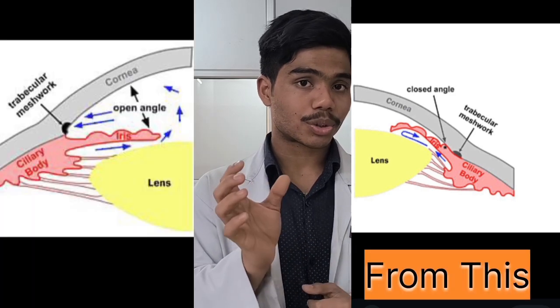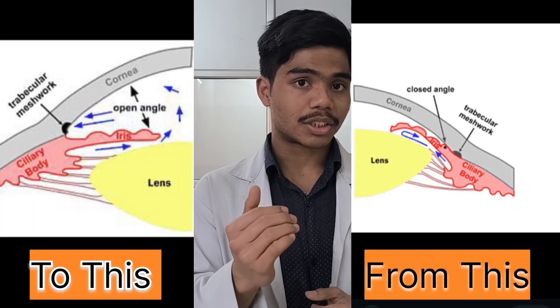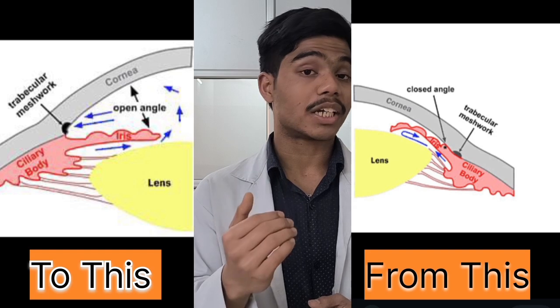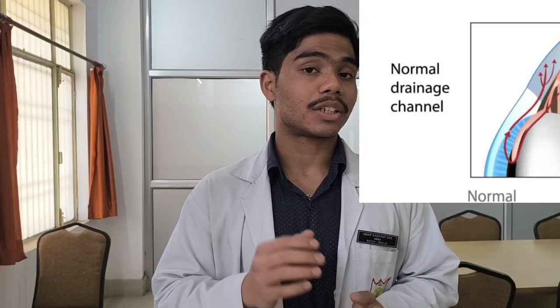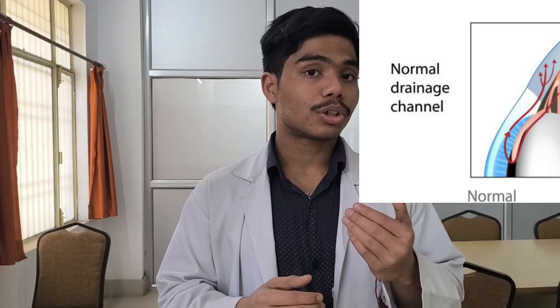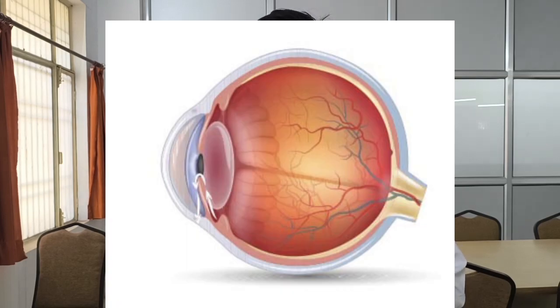So with the contraction of the ciliary muscle of the eye, the angle of the eye increases, and due to the increase in the angle, the drainage canal of the eye also opens. Due to the opening of this drainage canal, the excess aqueous fluid accumulated within the aqueous humor exits through this drainage canal. As a result, intraocular tension decreases, and the glaucoma is treated.